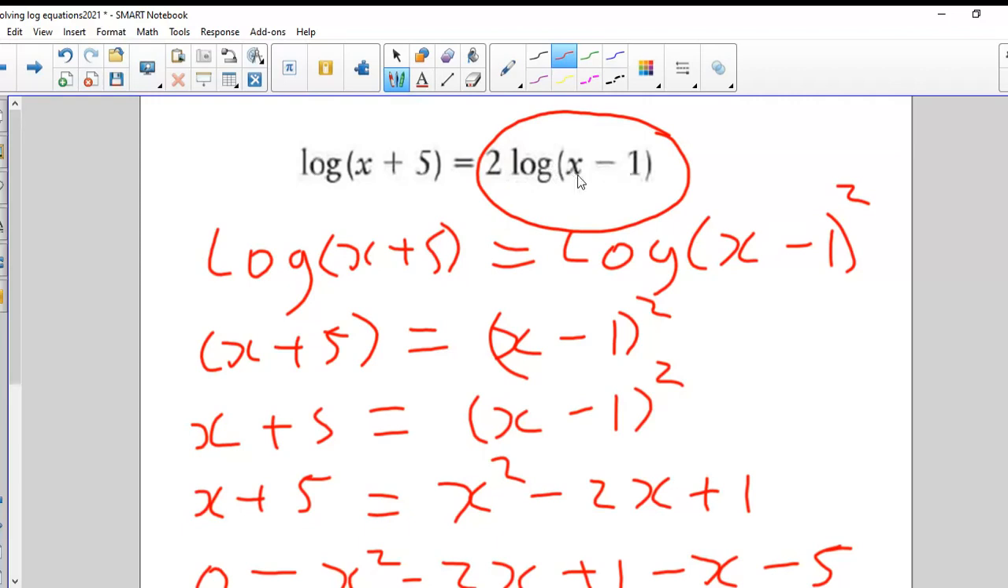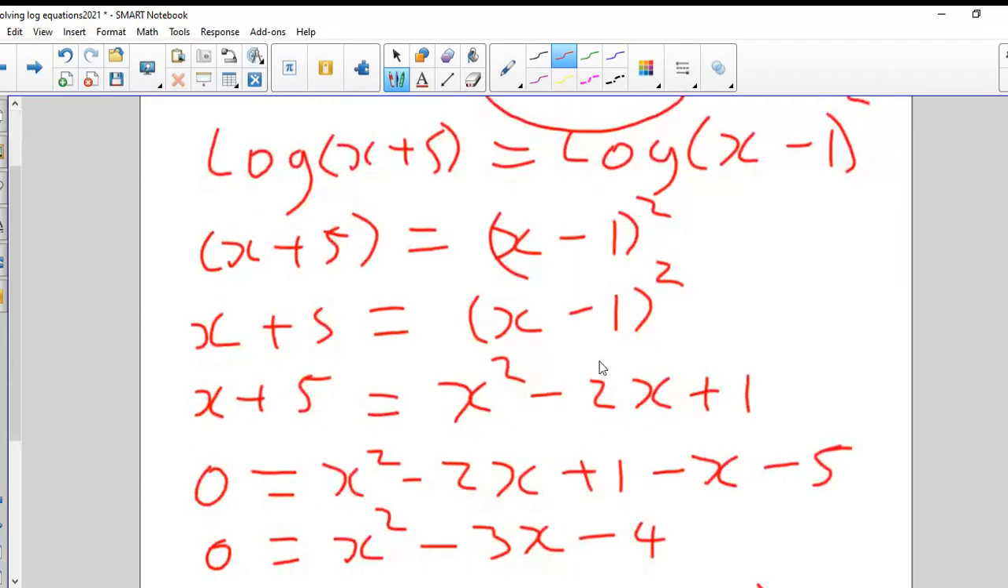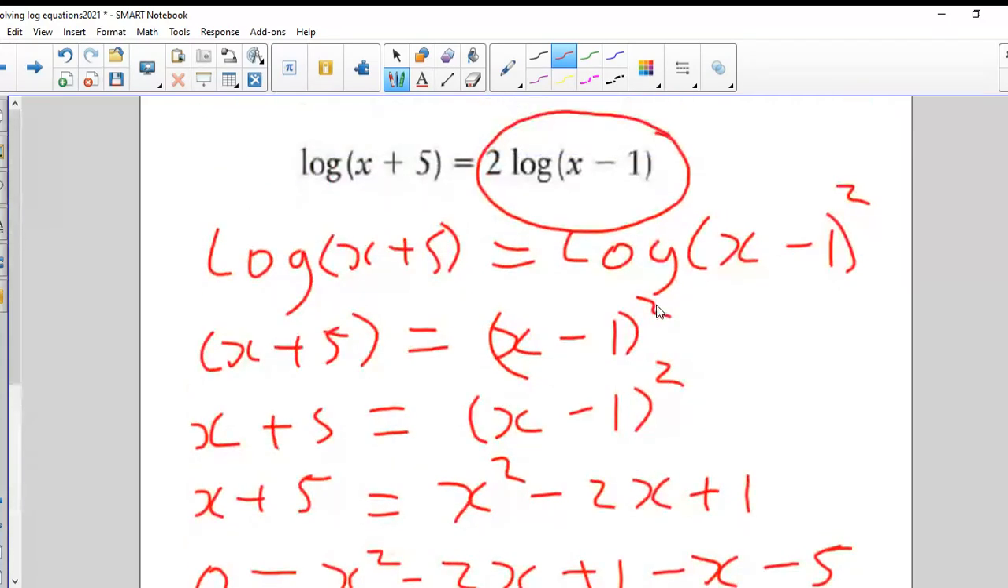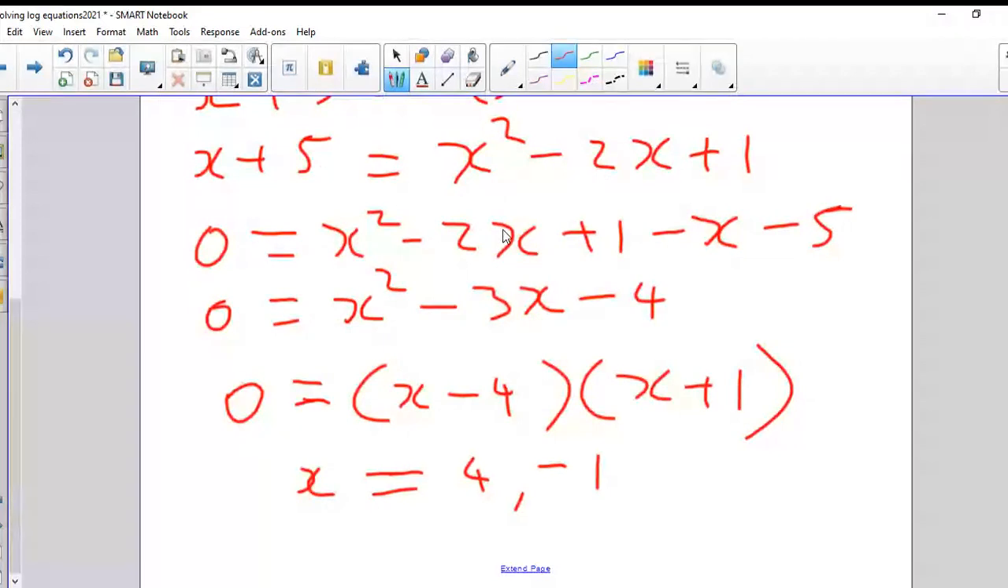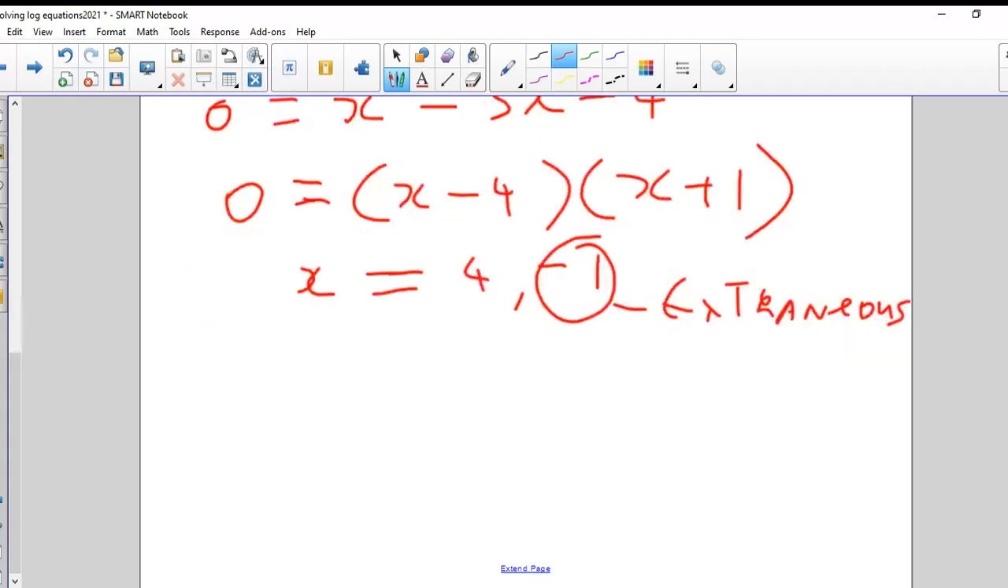Because putting -1 into this doesn't work, we only unfortunately have to accept the 4. We can't take the -1. I know in this form it would be okay, but going back to the original equation, we have to say that the -1 is going to cause a problem. So it means that this -1 is extraneous. But x is equal to 4 is fantastic. We're good with the 4. Right? 4 is fine. All right.